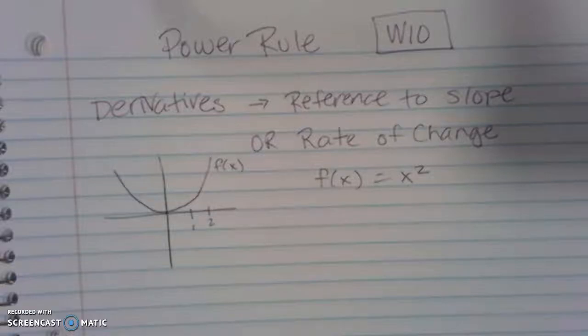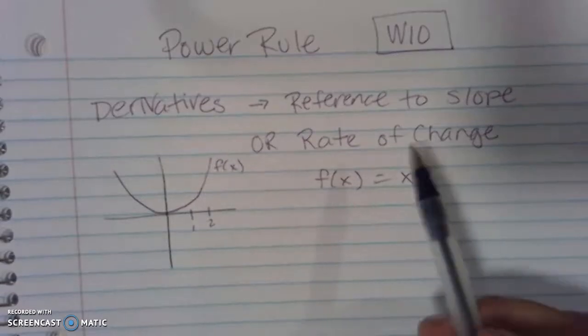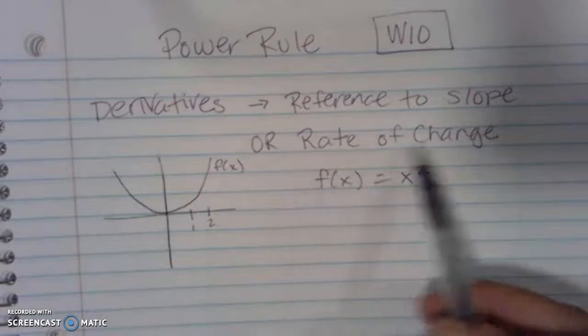Okay, this is the lesson that goes with worksheet 10. We're going to talk about something called the power rule. You use this to find the derivative. The derivative references the slope, or specifically rate of change.